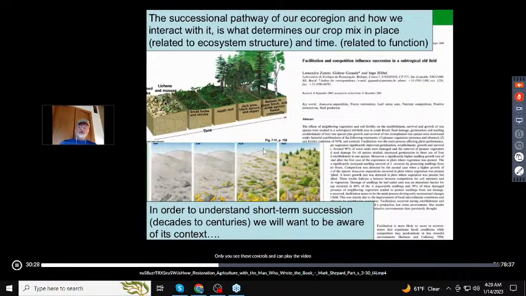Well, now in order to understand short-term succession, which is the decades to centuries, one lifetime, that's short-term succession, we also need to be aware of its context, its big grand picture. How does the current succession of what's going on in New Forest Farm in southwest Wisconsin fit into the big picture spanning geological eons?